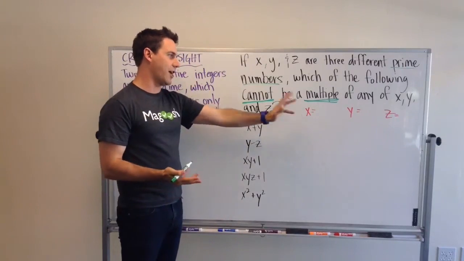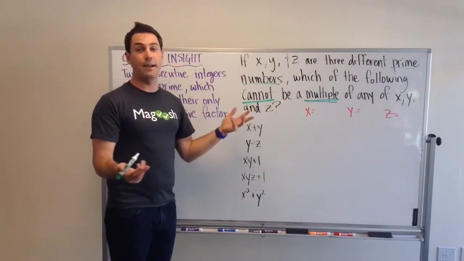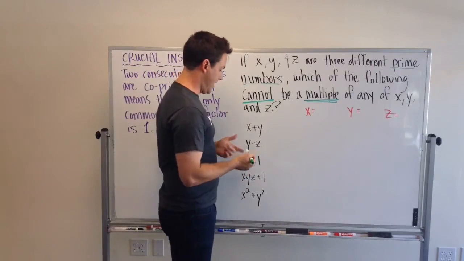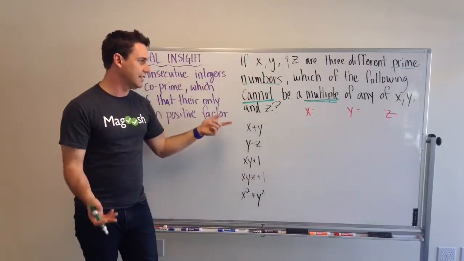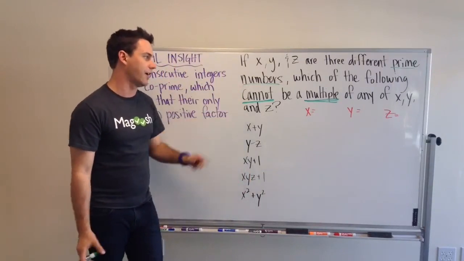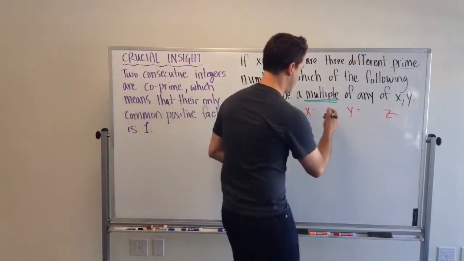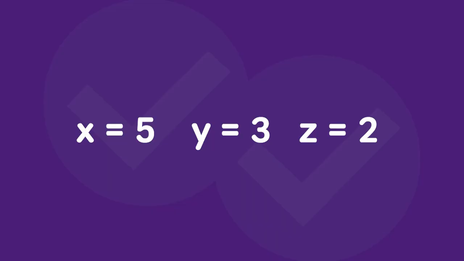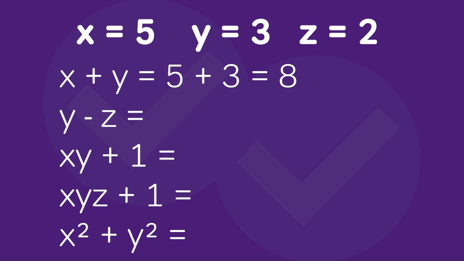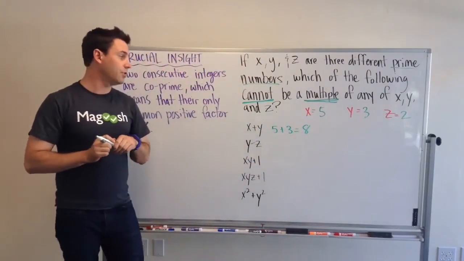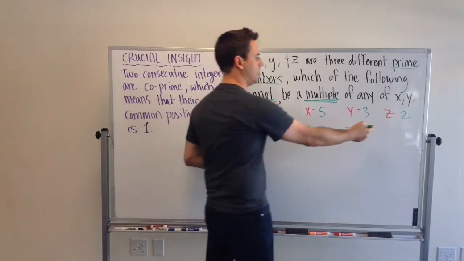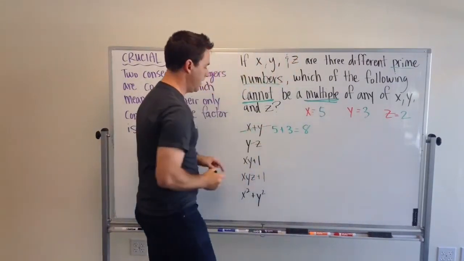So as you can see, I have my x, y, and z here. We can just choose prime numbers to plug into our answer choices and find which one of these answers is not a multiple of x, y, or z. So let's say that this is 5, 3, and 2. So x plus y, 5 plus 3, equals 8. Is 8 a multiple of one of these numbers? Yes, it's a multiple of 2. So we can eliminate it.